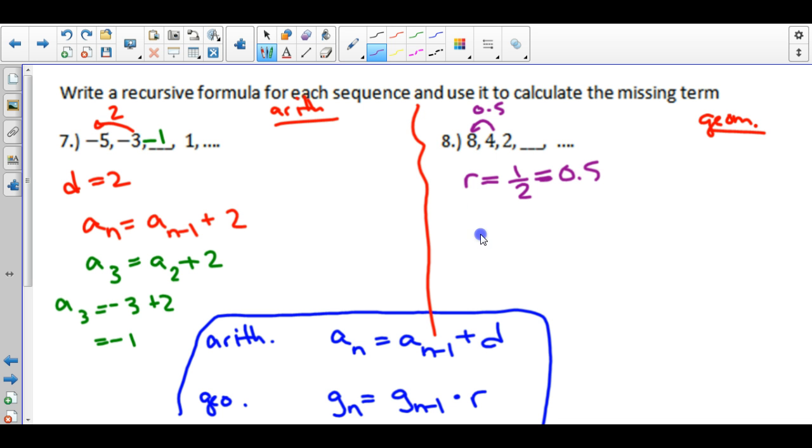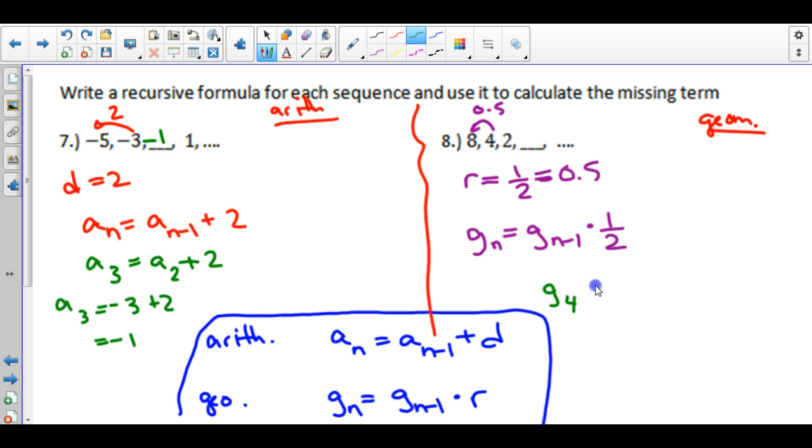Okay, so writing the formula. We're going to do g_n, g sub n, because it's geometric, and you would take the term before it and just multiply by your common ratio, which is 1/2, or you could write 0.5, but this is your recursive formula. So now I'm just going to switch the color just like the one before it, and we are going to find my missing term, which is my fourth term.